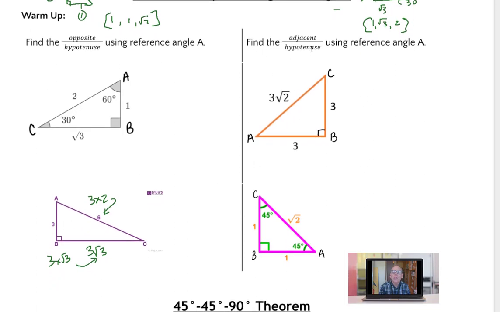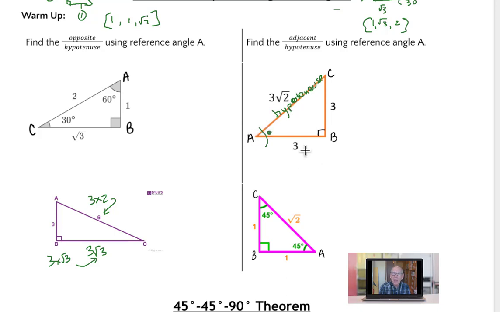Here they want us to find the adjacent over the hypotenuse using reference angle A. So here's our reference angle. If you imagine that you're standing inside the triangle at the reference angle, which is A for this one, and you take out the hypotenuse, which is always the longest side, or the side opposite the right angle, hypotenuse.